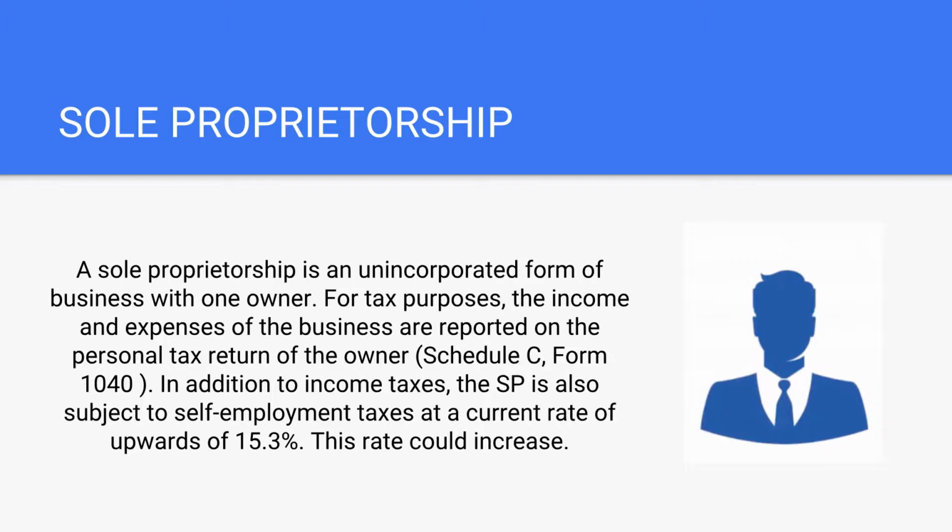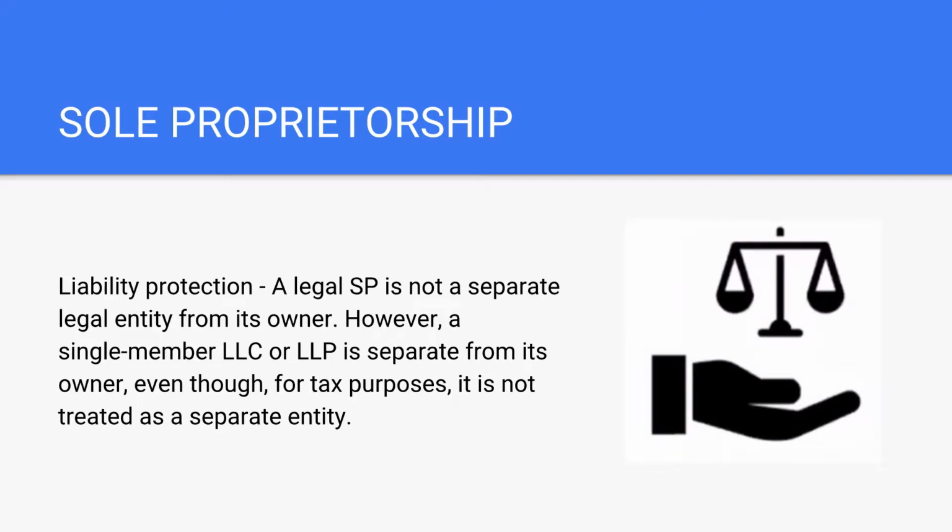So, sole proprietorship. A sole proprietorship is an unincorporated form of a business with one owner. For tax purposes, the income and expenses of the business are reported on the personal tax return of the owner. Schedule C or a 1040 are the forms that you need to be familiar with when it comes to being a sole proprietor. In addition to income taxes, the sole proprietor is also subject to self-employment taxes at the current rate of upwards of 15.3%. And obviously, as you know, this rate may increase, and it probably has increased since you've watched, depending on when you watch this video.